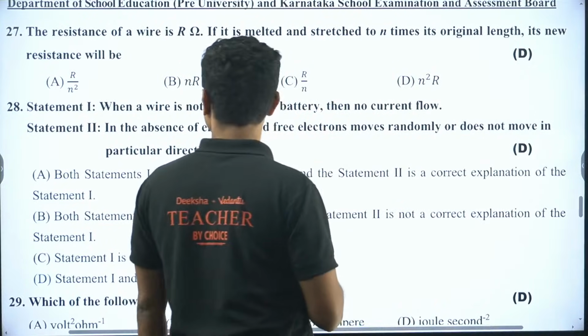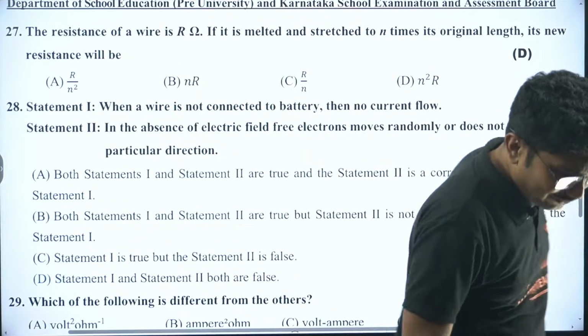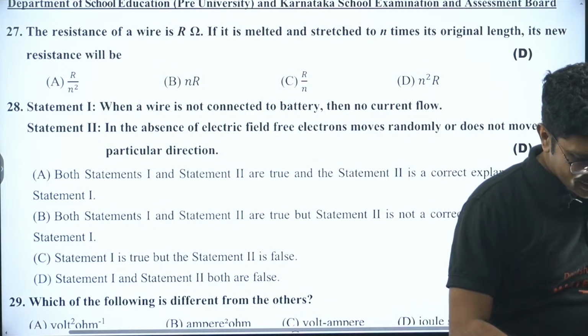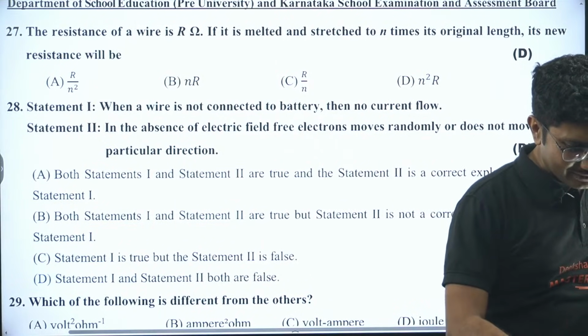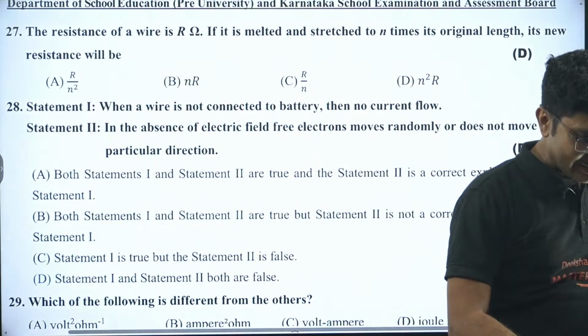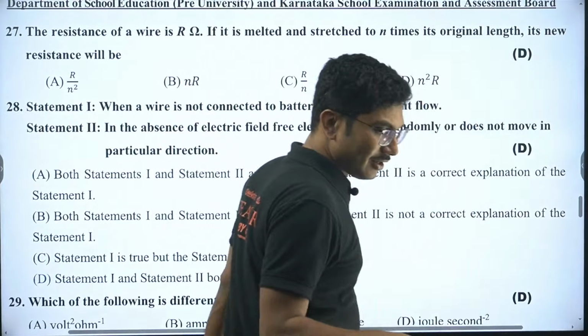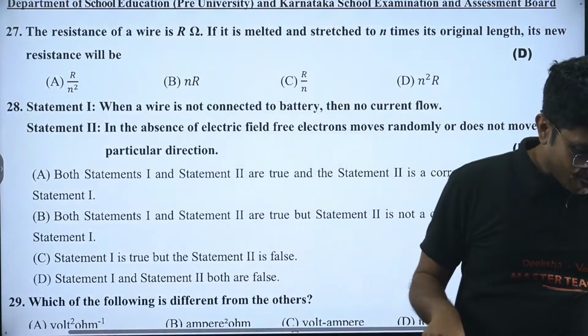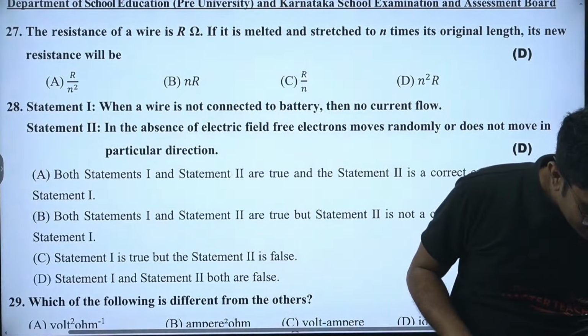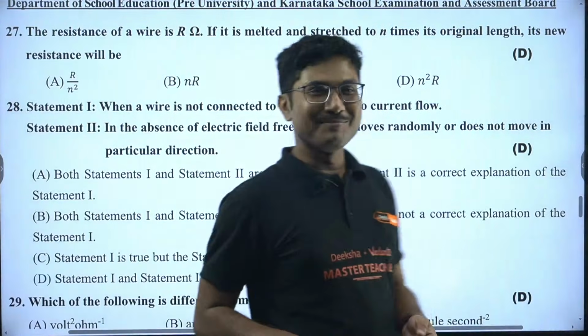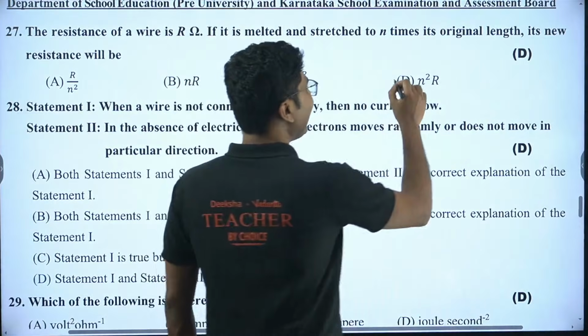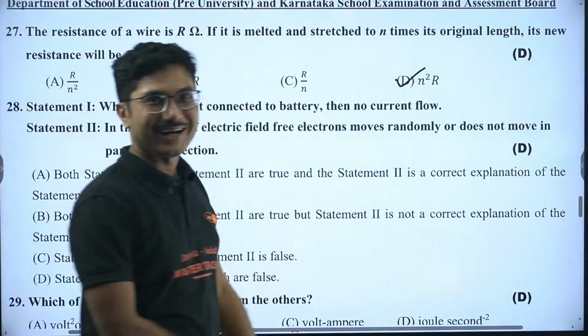So most of you are saying 27B, and Mansi is saying 27D. So only Mansi and Donald Prakash are correct. It will be option D, n square R.